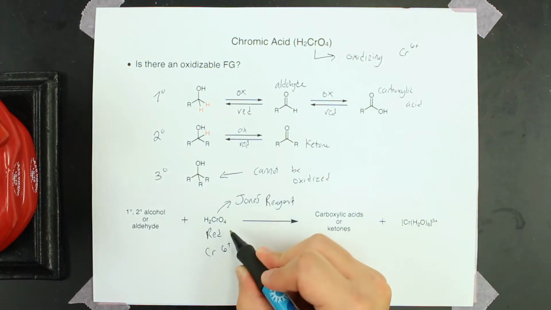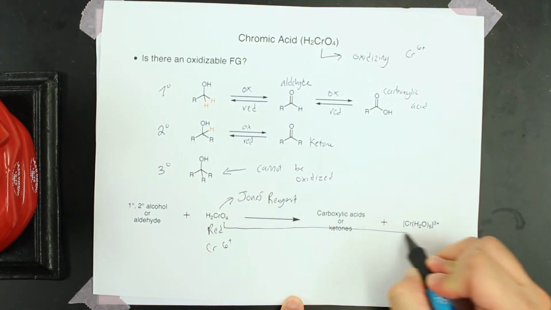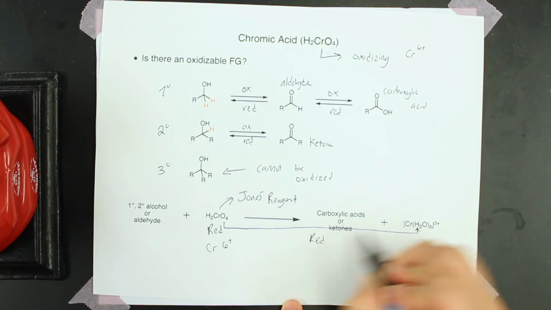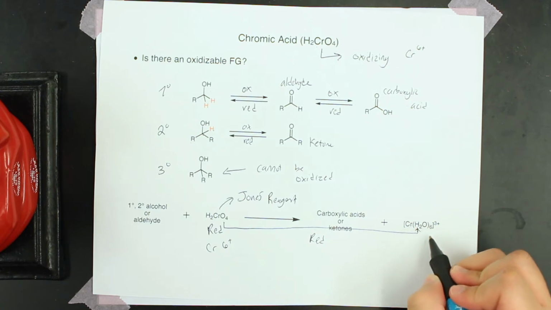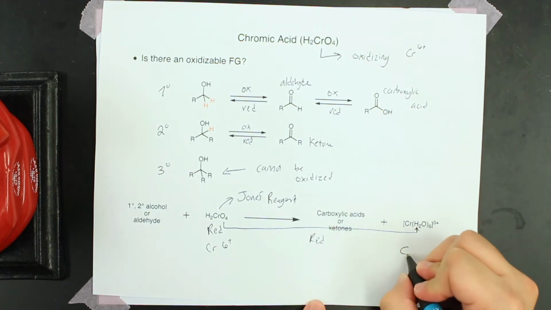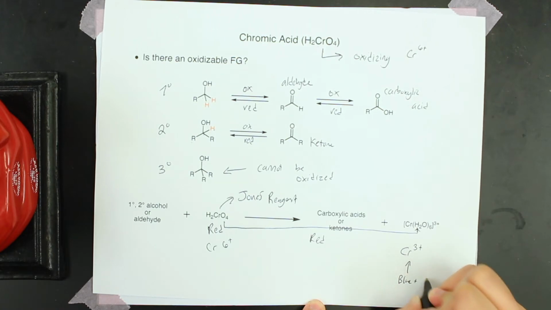Now, when the chromium oxidizes this, the chromium itself is reduced, so it stole the electrons, and in doing so, it forms these new chromium 3+ ions. So now instead of it being chromium 6, it's now chromium 3. And these compounds range from blue to green.